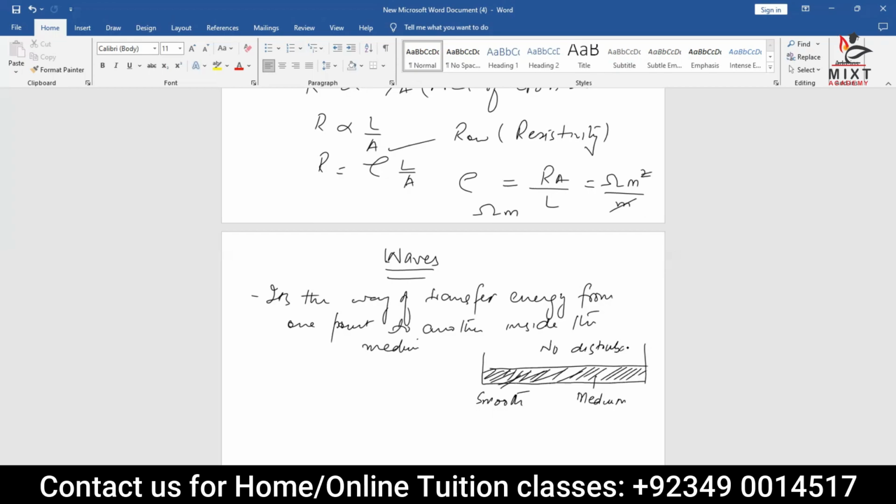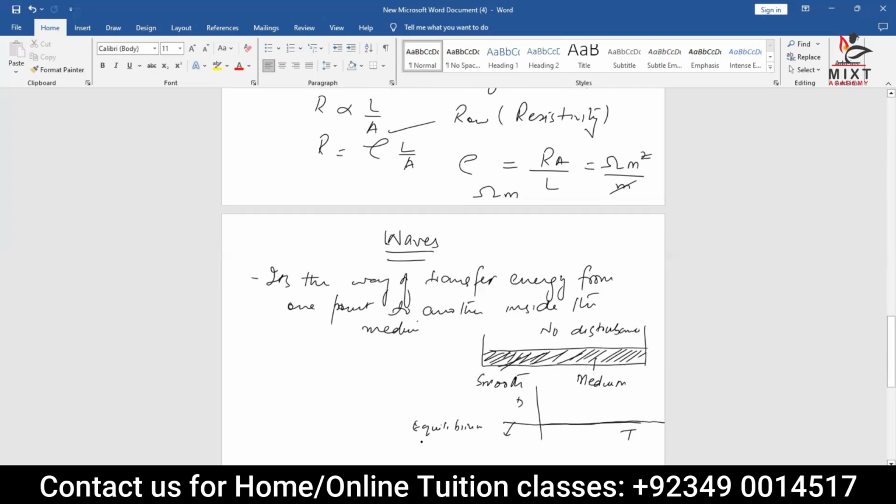If I draw a graph for this against time, because there is no ripple, you will have a straight line like this. We call this straight line the equilibrium condition or position, whatever you want, or rest position, or mean position.